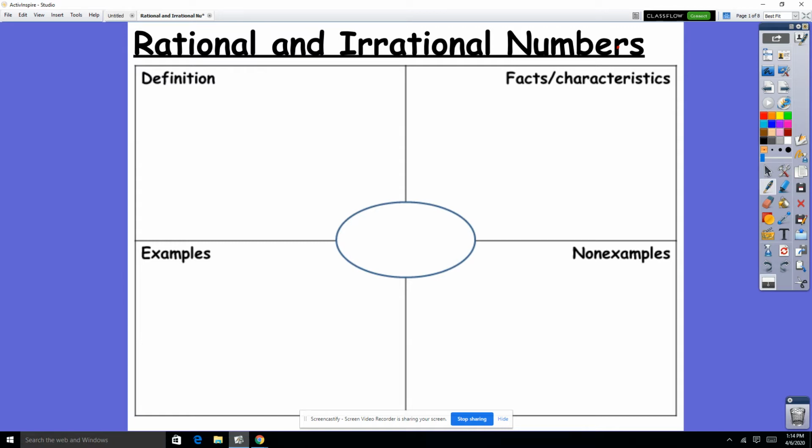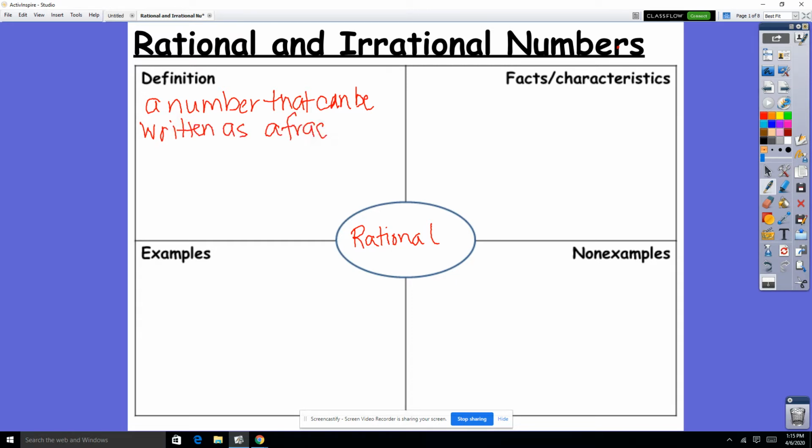So first, we're going to make a Frayer model, so you can sketch this in your notebook to help you. We're going to talk about what a rational number is first. A rational number, by definition, is a number that can be written as a fraction. So any number that can be written as a fraction is going to be a rational number.